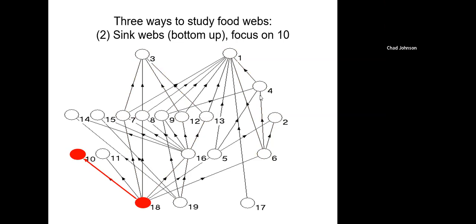Good question though. Here's another sink web, another bottom-up web. We're going to focus on 10. 10 happens to have no known consumers, but it is determined by this one resource. So we're going to focus high on 10, and we're going to try to understand what drives 10. Well, the primary production or decomposition of 18 is all that we can see in this food web that is determining the population growth of 10. So again, notice how some species are highly linked and some species are very lonely.